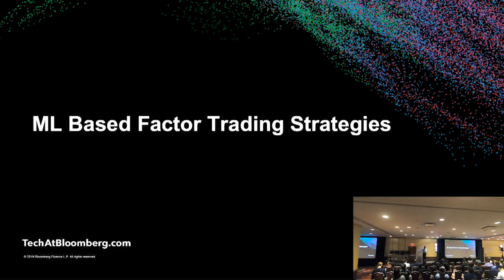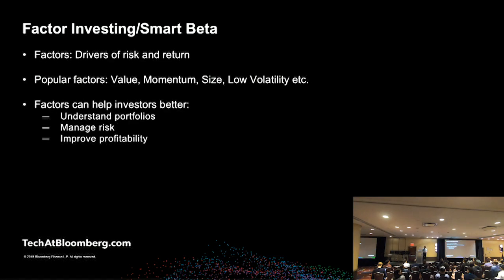The first example I have is factor strategies using machine learning techniques. A quick primer on factors, which are also called smart beta. Investors typically think in terms of factors when they make their investment decisions. They do not think in terms of single-name securities. So factors are the drivers of risk and return. Factors can also help investors better understand their portfolios. They have a common language to talk about, and by thinking in terms of factors, you can better manage your risk and also improve your profitability.